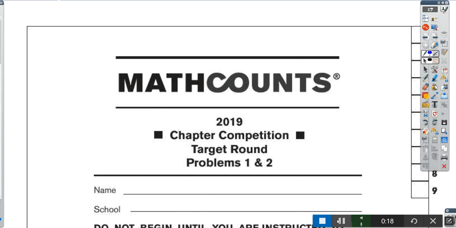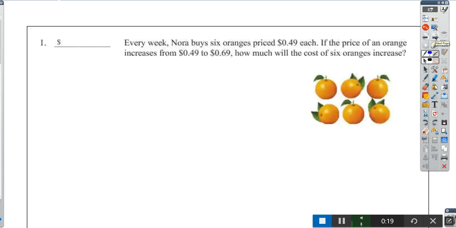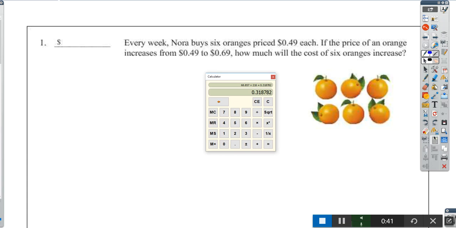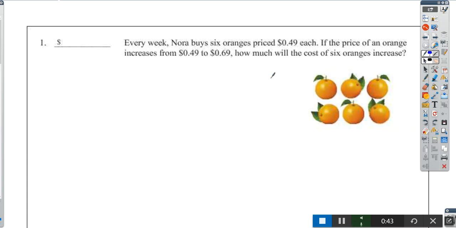All right. So every week, Nora buys 6 oranges priced at 49 cents each. If the price of an orange increases by 20 cents, how much will the cost of the 6 oranges increase? Well, this is a pretty straightforward problem where we're looking at how much the total cost increases.